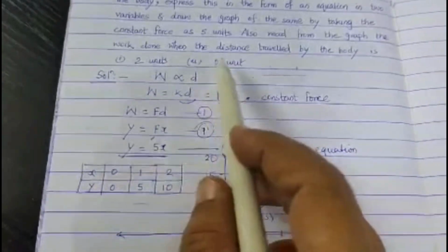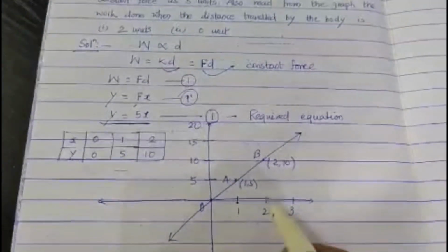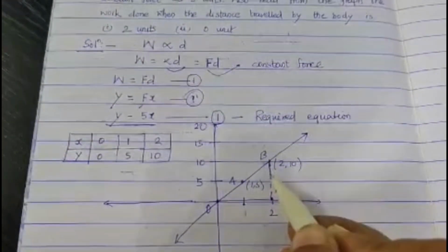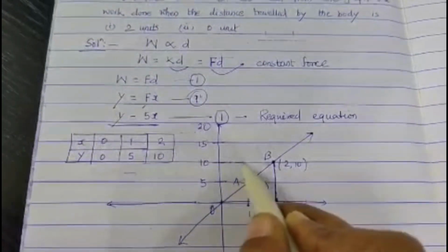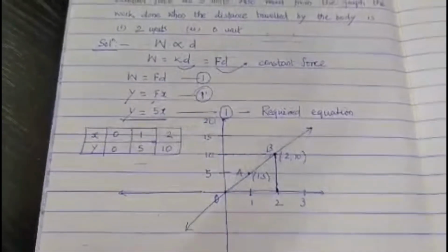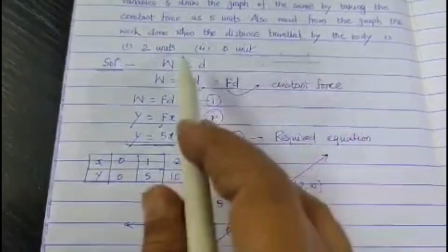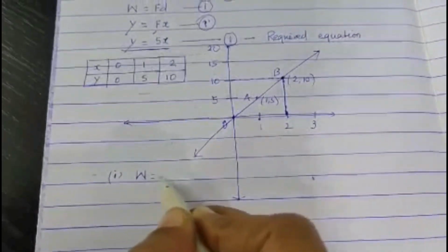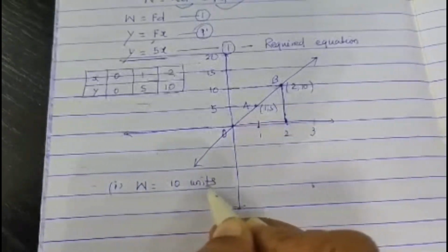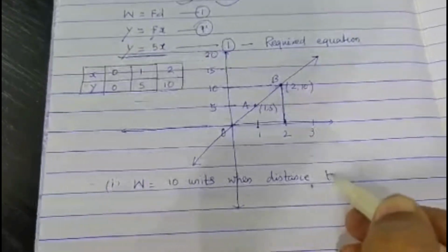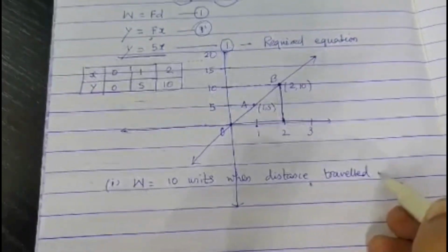Also read from the graph the work done when the distance travelled by the body is 2 units. So if this is the distance travelled, 2 units, then the work done is 10 units. It is clear from here. So the first answer: work done will be 10 units when distance travelled is 2 units.